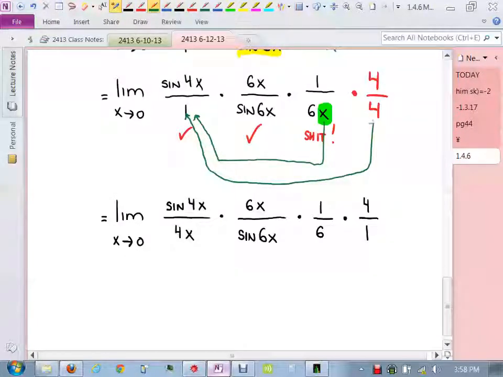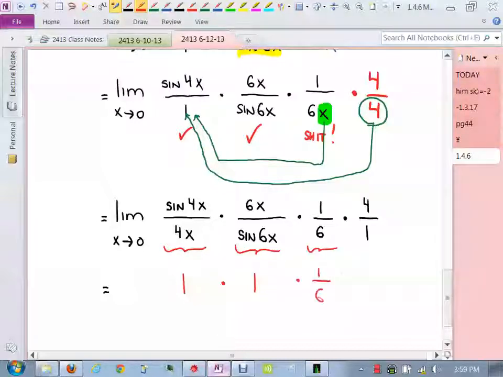Does everyone realize the only thing I pulled over there from that 4 over 4 was the 4 on the bottom, right? The 4 on the top stayed. And now I'm going to apply the limit. So that means no more limit. I'm just going to tell you what each of these becomes. That becomes a 1 times that becomes a 1 times that becomes a 1/6, and that becomes a 1/4, or 4 over 1. And so your final answer is what? 2/3.